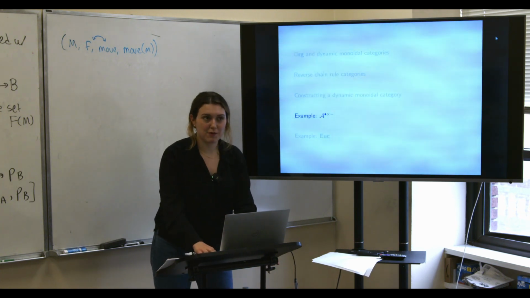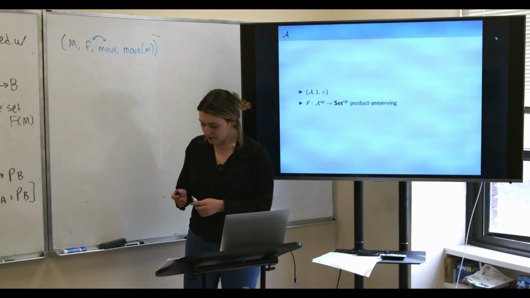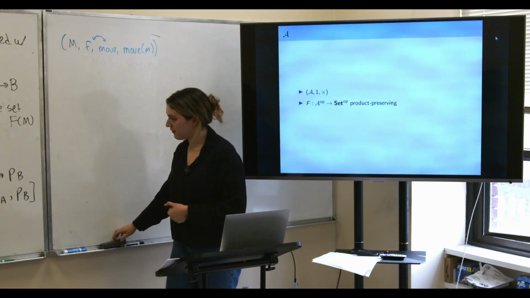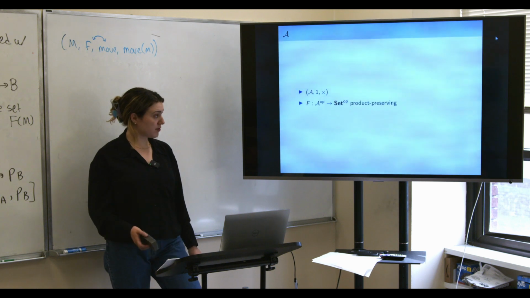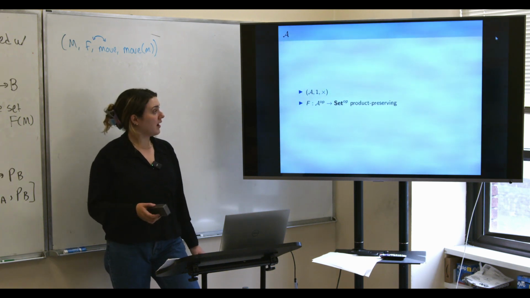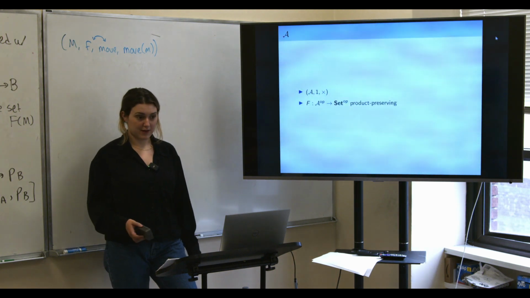So, okay, we're going to go through and do the example in hopefully comprehensible time. So what are we going to do? We're going to assume that we have some Cartesian category A and some product preserving functor f. You can imagine your Cartesian category is a reverse derivative category if that floats your boat.